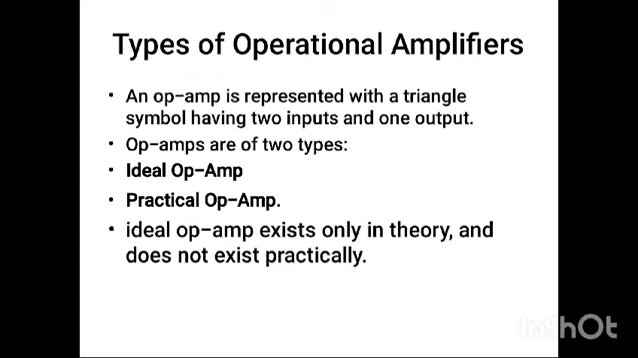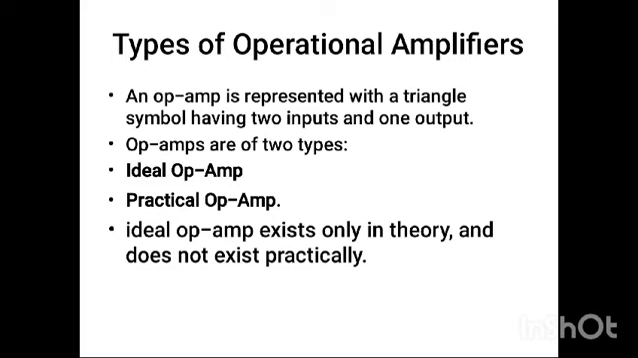Next is the types of operational amplifier. The operational amplifier is represented with a triangle symbol having two inputs and one output. Op-amps are of two types: one is the ideal op-amp, and the other is the practical op-amp. An ideal op-amp exists only in theory. It does not exist practically. The practical op-amp is used for practical purposes.